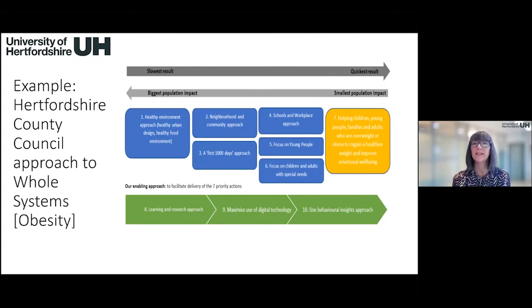And the enabling factors at the bottom, I think, are really helpful in terms of how we might think about food with care through learning and research, maximising the use of digital technologies, and absolutely incorporating behavioural and social science insights.